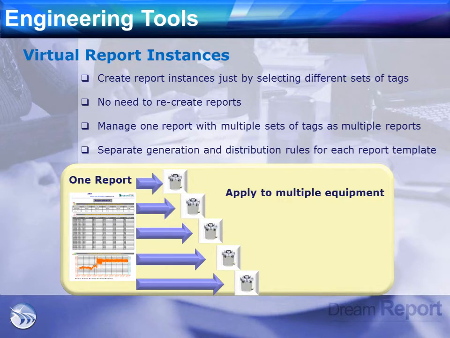One of the examples of integrated engineering tools is virtual report instances. Imagine a common situation. There is a number of equal units, for example, rooms or sterilizers or motors, etc., and you need identical reports for each such reporting unit. Instead of redeveloping the report again and again for every unit, you can develop the report just once and then just select groups of tags for every unit. Like that, you will be able to generate reports for any unit, just by selecting it. Then Dream Report will generate a parent report using the set of tags defined for that selected unit. This significantly reduces engineering time to design and then to modify and maintain such a reporting project.